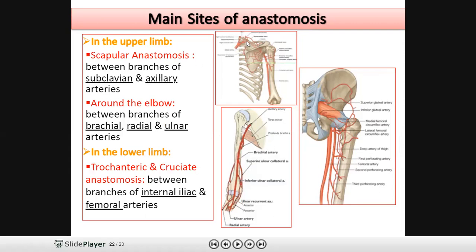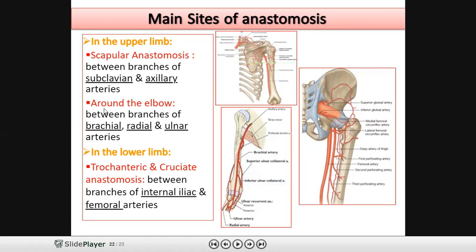So you see this branch coming here, like this, is coming from the subclavian artery. But we said after it crosses the first rib, it becomes the axillary artery. So you see the axillary artery giving off some branches here. Some branches come from the axillary artery and some from the subclavian artery. They both form a network of blood here, which is called anastomosis. So this is called the scapular anastomosis.